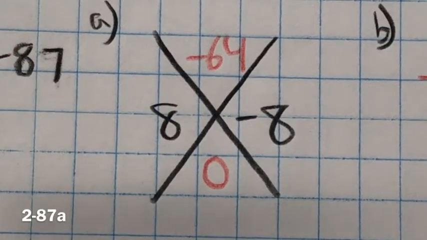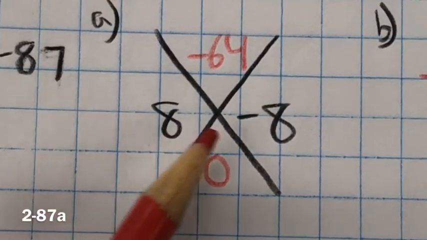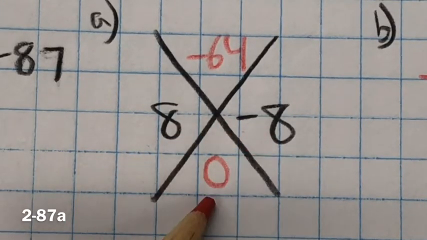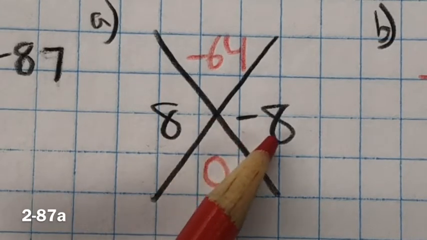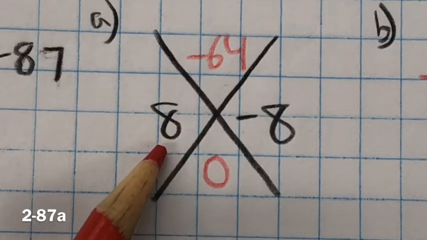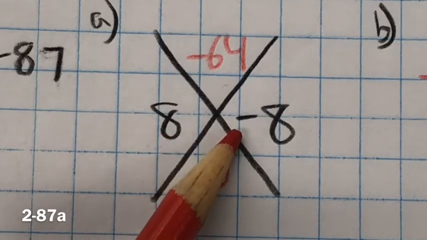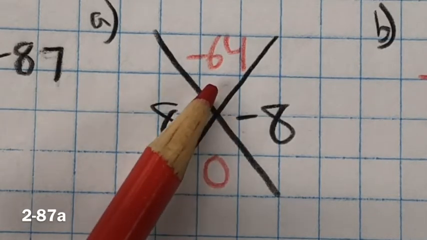Problem 287a, the diamond problems. 8 plus a negative 8 equals 0, or 8 minus 8 equals 0. And then 8 multiplied by a negative 8 equals negative 64. Remember, when you're multiplying or dividing, if the signs are the same, it'll be a positive. If the signs are opposite, it will be a negative.